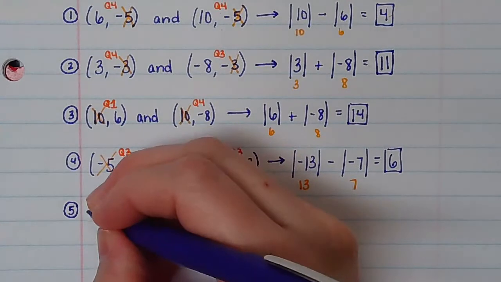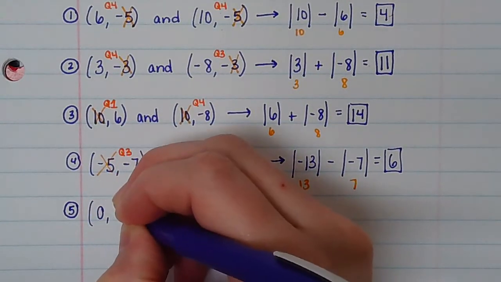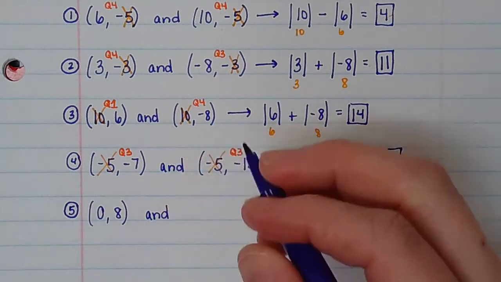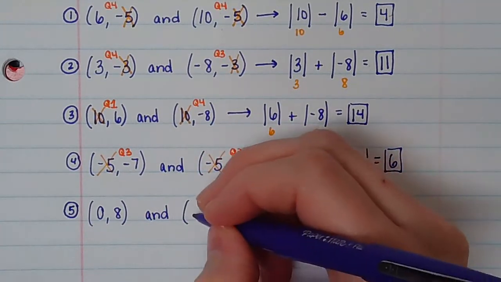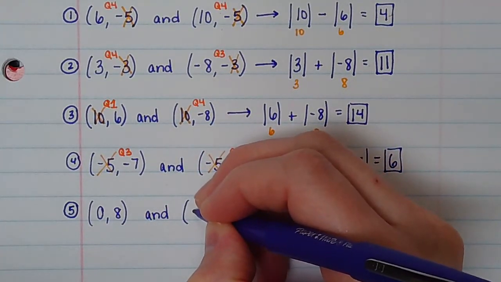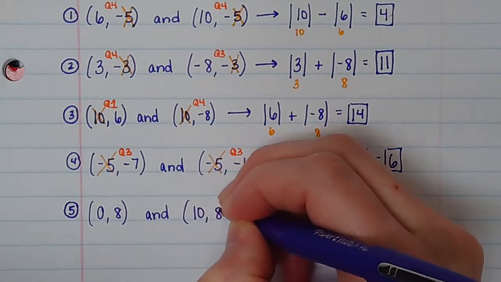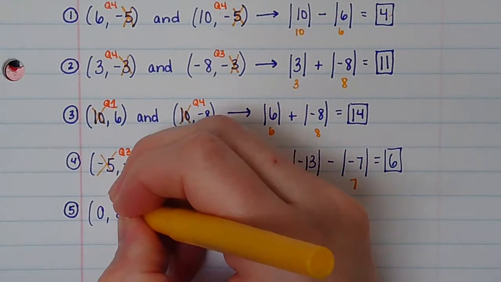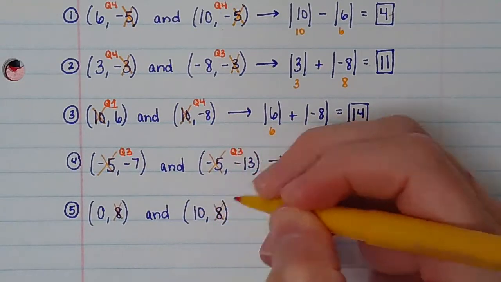Let's do 0, 8, and 10, 8. Okay. So now what's the number that they have in common? That's going to be the 8, so I'm going to cross it off.